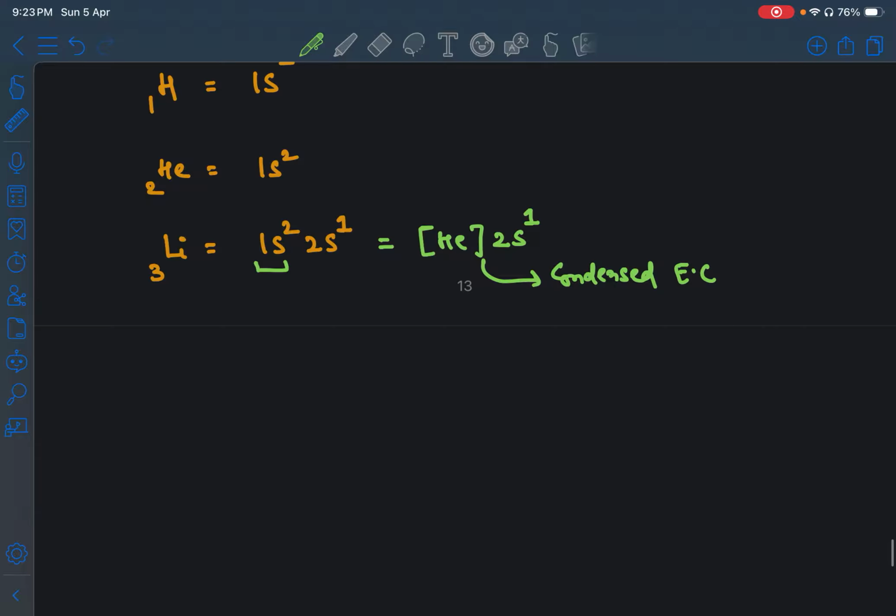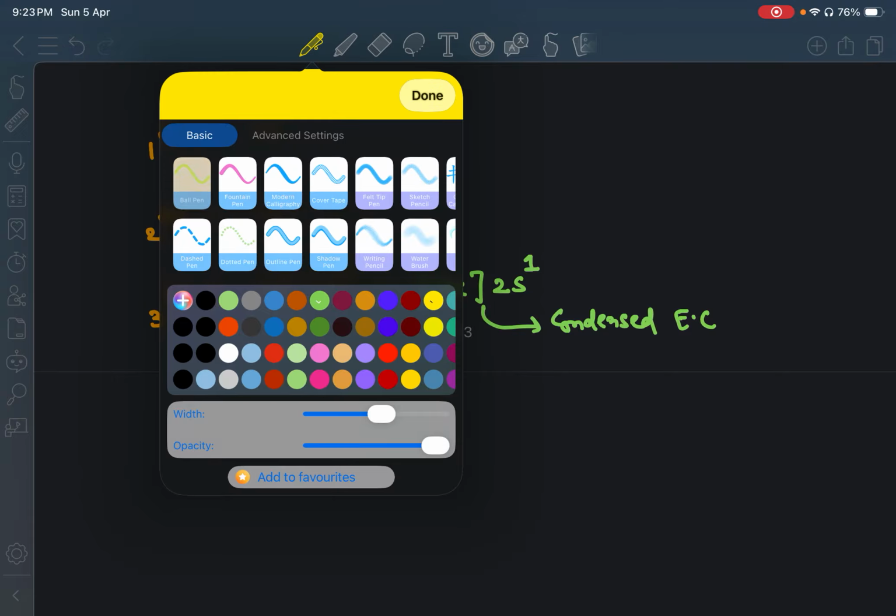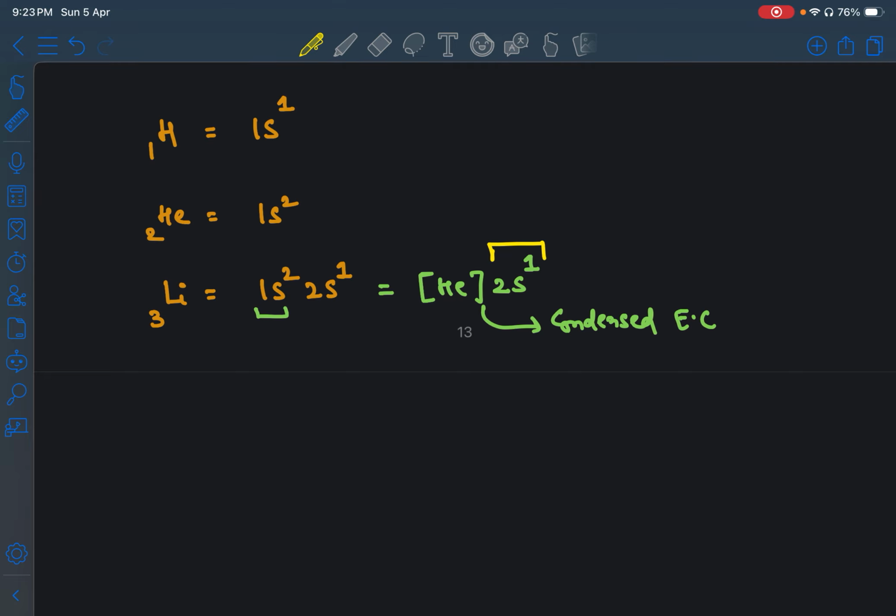So if anyone asks you what is the outer electronic configuration, you can simply say that this 2s1 is basically the outer electronic configuration. So this is how we can write configurations in the longer manner, or we can write configurations in the condensed form.